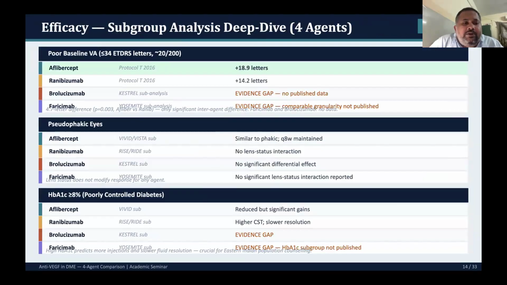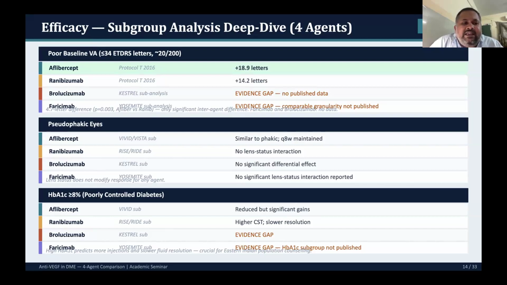Now, again, when we're talking about efficacy in different scenarios, in different patient groups, so when we have patients with poor baseline BCVA, less than or equal to 34 ETDRS letters, vision of 20/200, faricimab, based on Protocol T, performed exceptionally well with a gain in this subgroup of 18.9 letters. For ranibizumab in the same study, 14.2 letters.